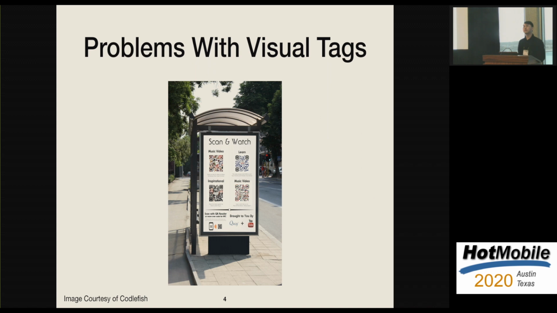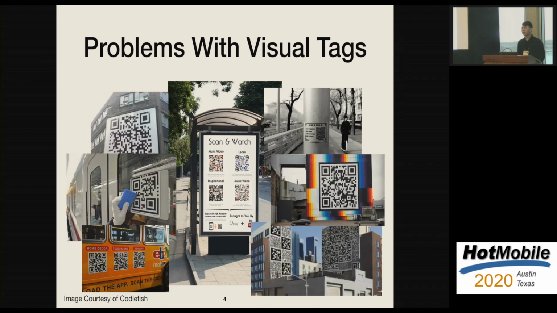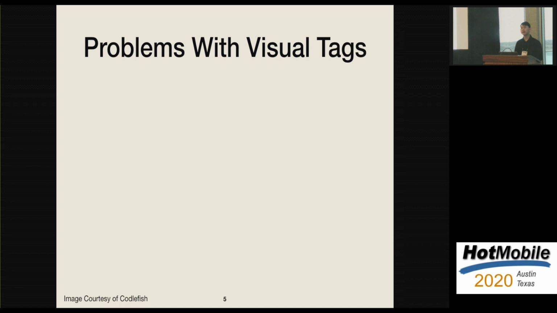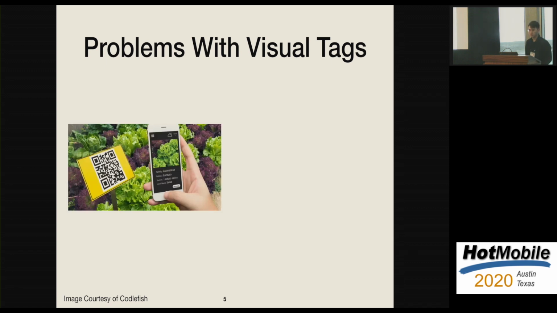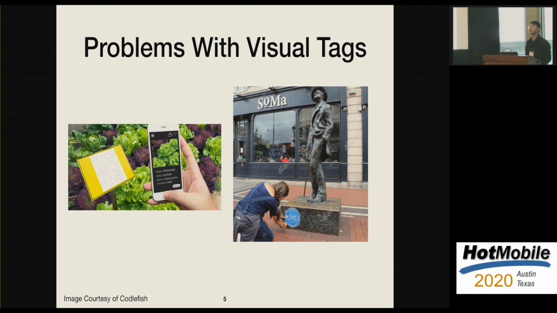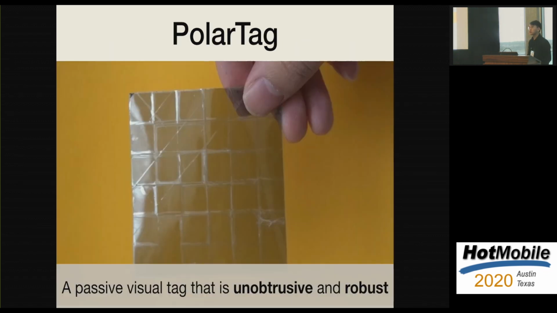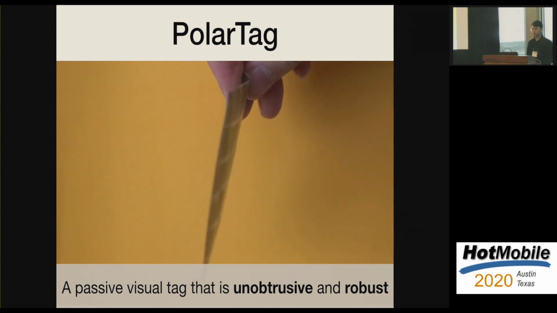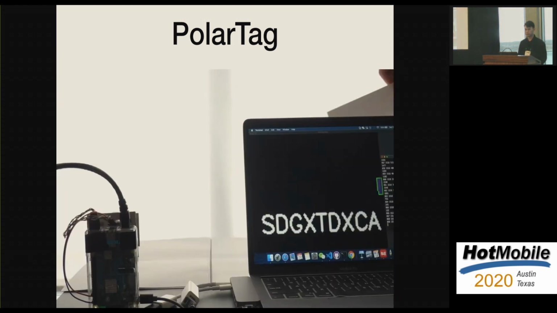However, given their harsh geometric patterns, they are always obtrusive, so they are undesirable to embed into ubiquitous objects. Another problem is they are not always robust. They will fade in harsh ambient light conditions, and sometimes the detection range is not good enough for some applications. So in this work, we propose Polar tag, a new design paradigm of passive visual tag that is unobtrusive and robust.